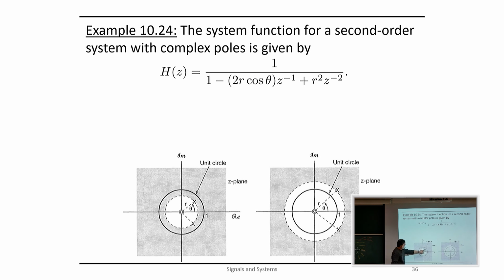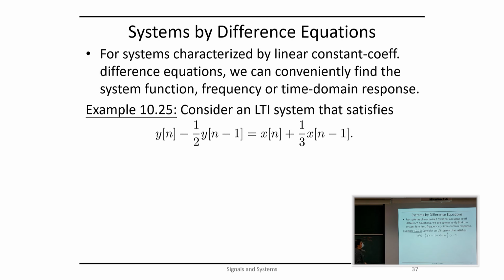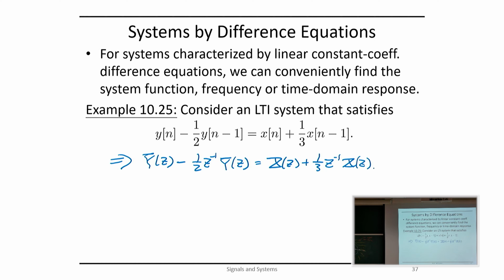This is just another example of including or not including the unit circle. Okay. So here is an example of a linear time invariant system described by a difference equation. The treatment here is the same as continuous time. To get the system function, you do the Z transform on both sides. So this will give you Y of z minus 1/2 z to the minus 1 Y of z, because a time shift corresponds to a multiplication of z to the minus the amount of the shift. Okay? And on the right-hand side, we have X of z plus 1/3 z to the minus 1 times X of z.